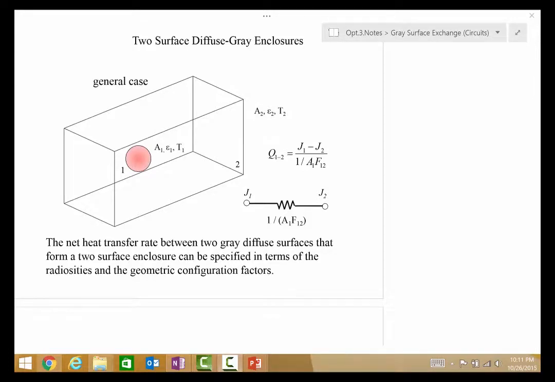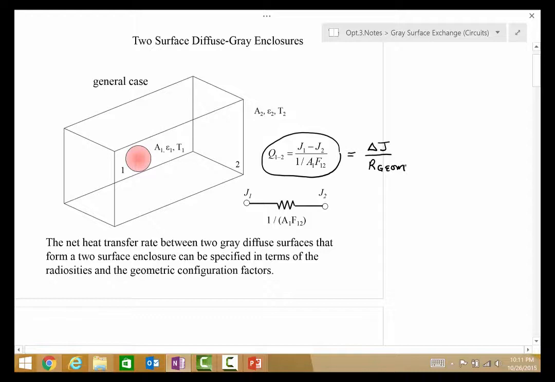We know that the heat transfer rate between two black surfaces can be expressed as the difference between their emissive powers divided by the geometric resistance. And we know that this geometric resistance is specified in terms of the view factor. For non-black surfaces, we'll show that additional resistances associated with the surface properties must be considered. We'll also show that the heat transfer rate for these non-black surfaces in the diffuse gray limit can be defined in terms of the difference in the surface radiosities divided by the geometric resistance.